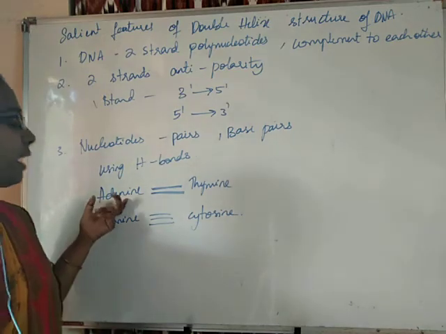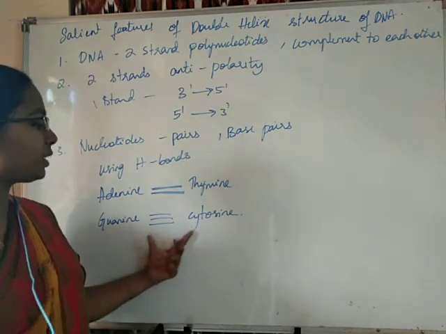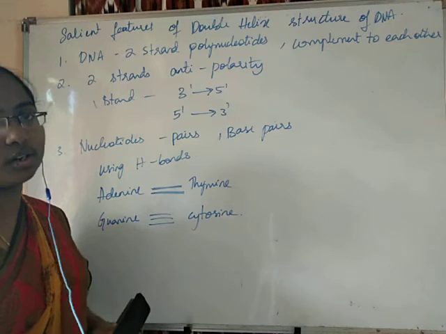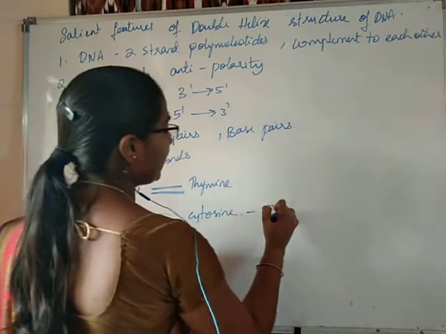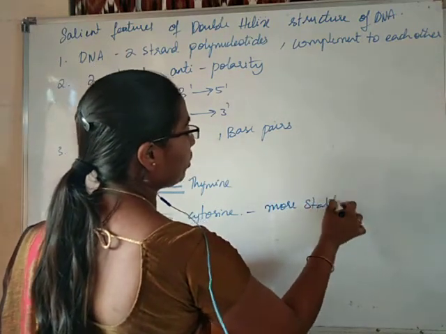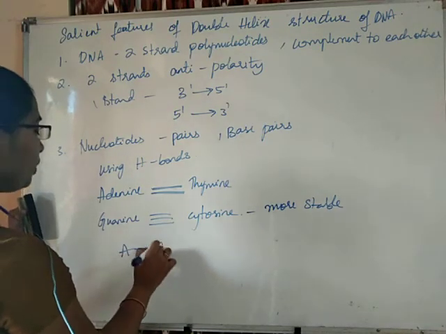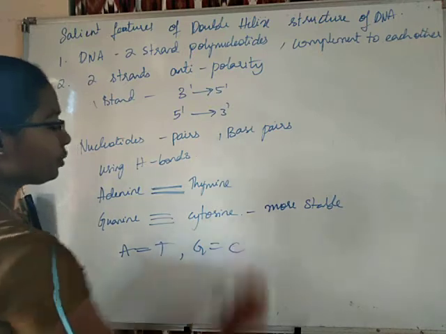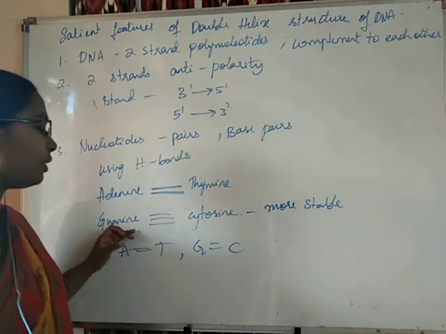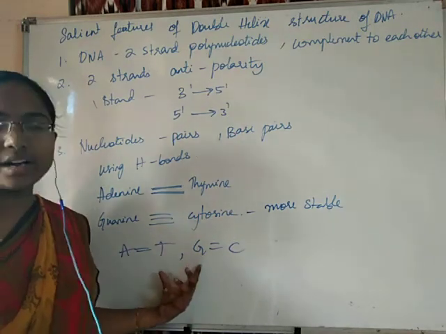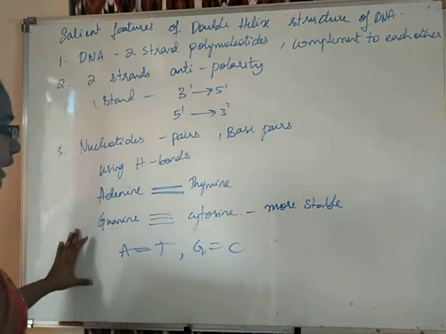Adenine is pairing with thymine by using 2 hydrogen bonds. Guanine is pairing with cytosine using 3 hydrogen bonds. So, with this you can understand which binding is more stable. Guanine cytosine binding will be more stable. And you can also understand one more point, that always adenine will be equal to thymine and guanine will be equal to cytosine, because both of them are in paired conditions only. The number of adenines will be equal to the number of thymines, and the number of guanines will be equal to the number of cytosines. So, that is about nucleotides.